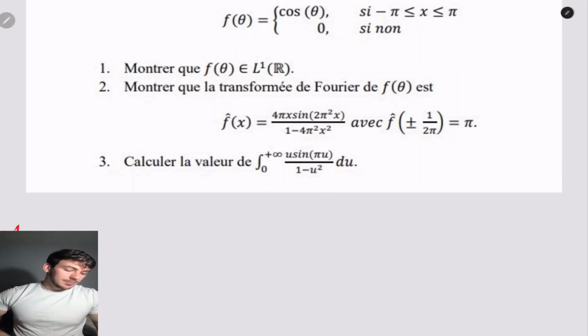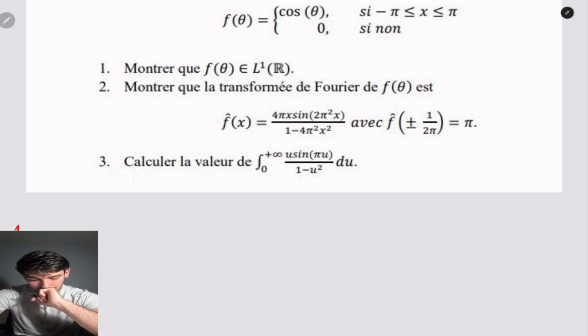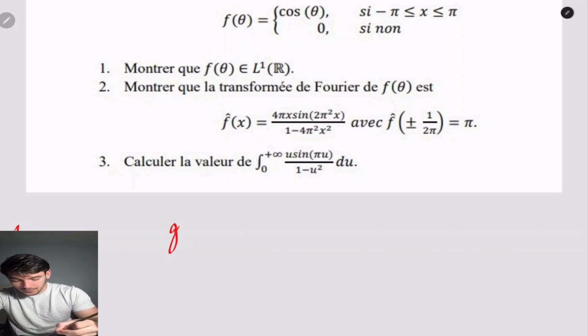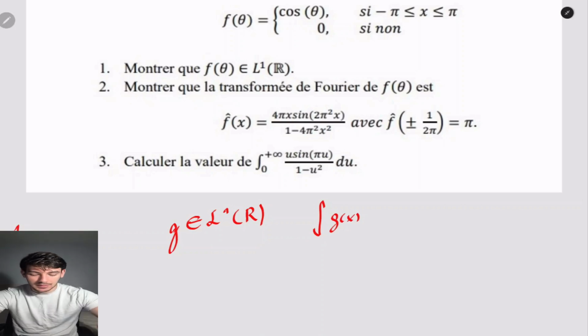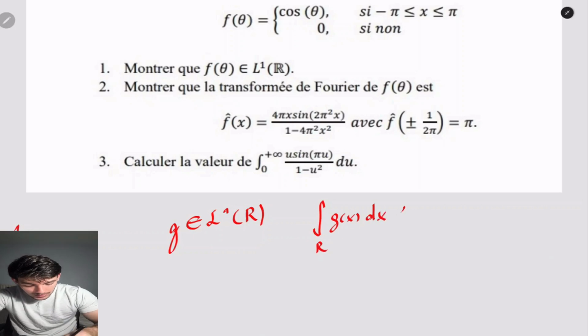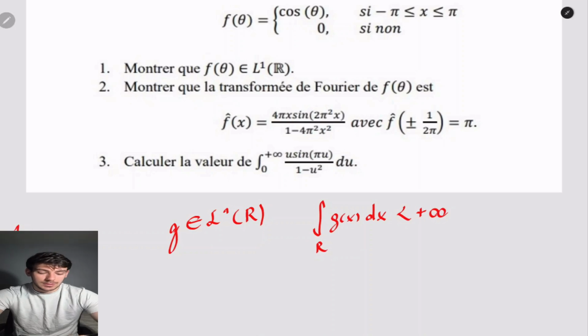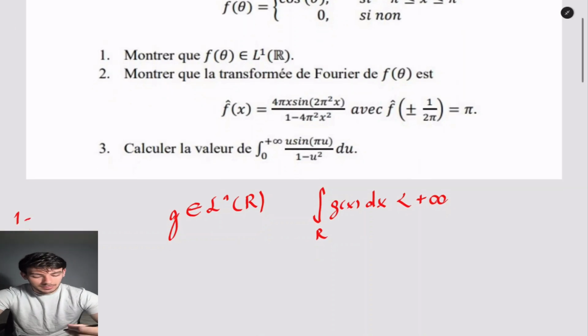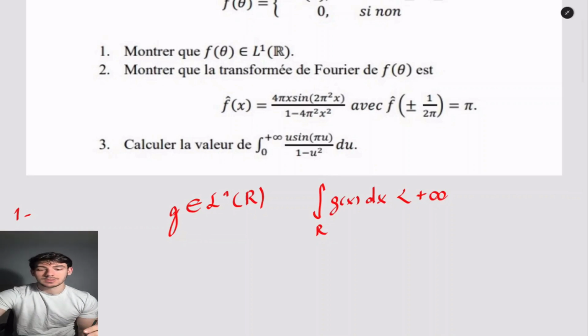So that's basically using the definition of belonging to L1. If a function g belongs to L1, it means that if you integrate the function over the real numbers, it will give us a value that does not diverge. It is less than plus infinity. So that's the definition. To demonstrate it, we're going to simply substitute g by the function that we have, f of theta.